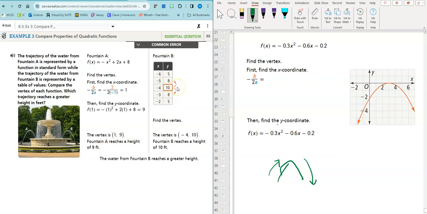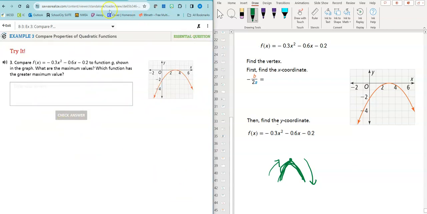For fountain B, we're looking for this peak of my parabola. We're looking for the turnaround. So you should see that my numbers are going up, up, up in y, and then they start going down, down, down. So wherever they get the highest is my peak. So the vertex is -4, 10, which means fountain B reaches a height of 10 feet.